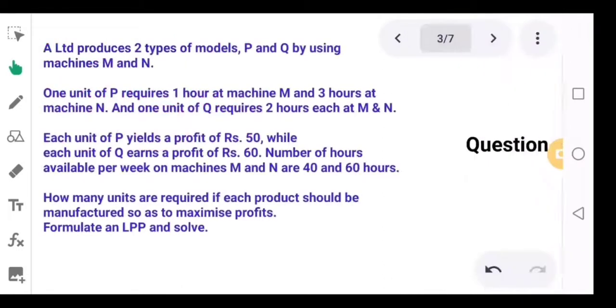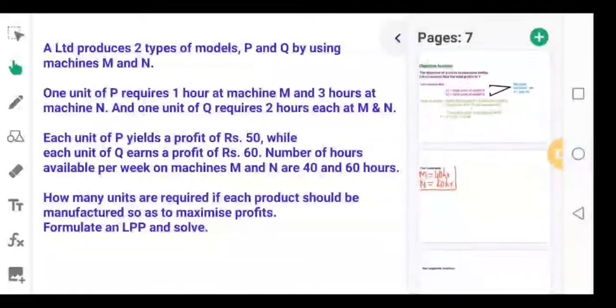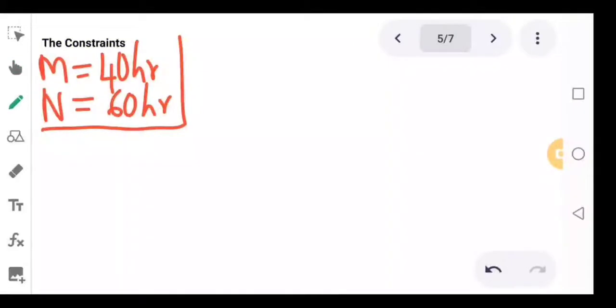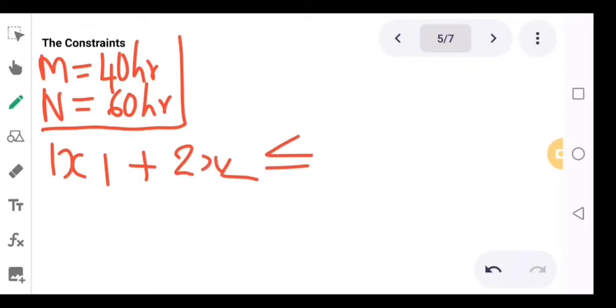Okay, let's do this. First, we'll be doing with respect to machine M. P requires 1 hour at machine M, Q requires 2 hours at machine M. It's given here: P requires 1 hour at machine M and Q requires 2 hours at machine M. So 1 hour and 2 hours. So 1x1 plus 2x2 will be less than or equal to 40.